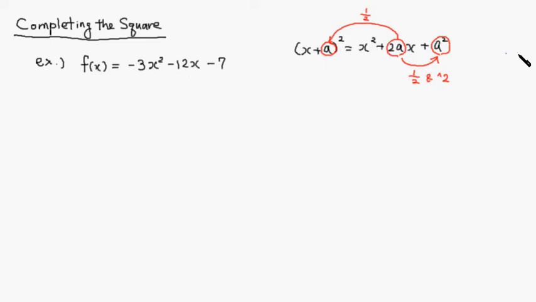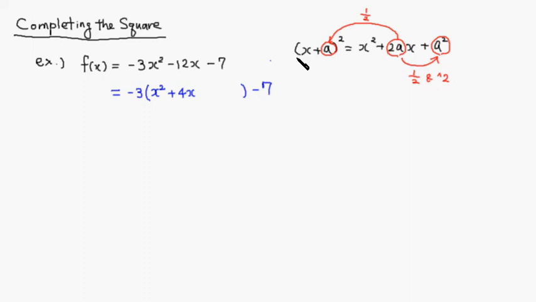All right, so let's look at the example. Here's your function, and the first thing we do is factor out the leading coefficient, which is negative 3, from the first two terms. So you're going to get x squared from the first term. If you factor out negative 3 from negative 12x, you're going to get positive 4x. Then I'll leave a little bit of room, close the parentheses, and put the negative 7 right at the end, outside the parentheses.